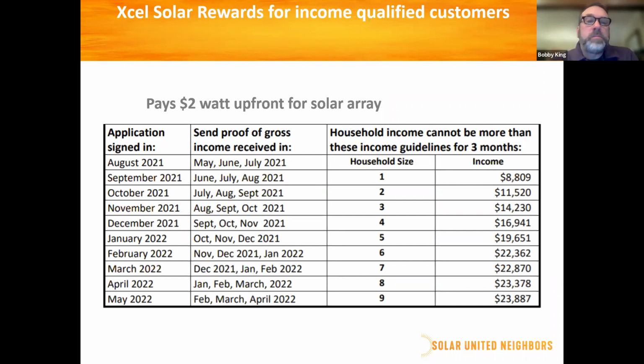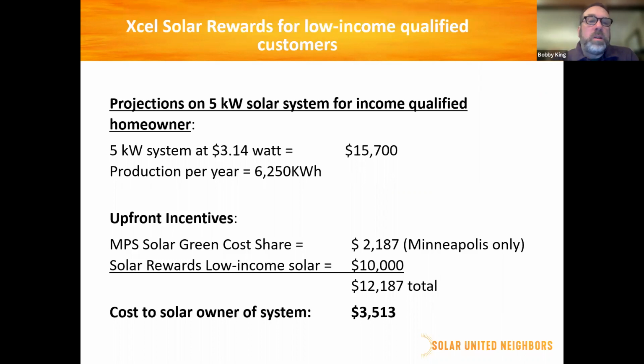Go to the next slide. So here's an example of what that incentive might look like for the Minneapolis Excel area. A 5 kilowatt system, 15,700. The green cost share would get you 2,187. Then the solar rewards would get you 10,000. So the cost to the owner for that system would be 3,513 bucks. So it's getting you pretty close to a paid for system.